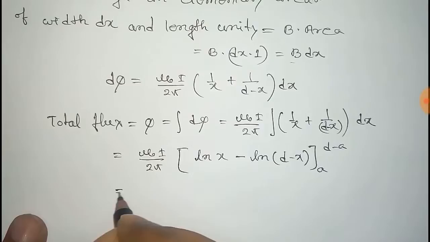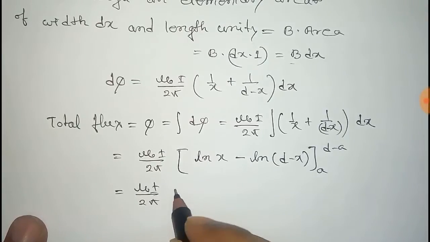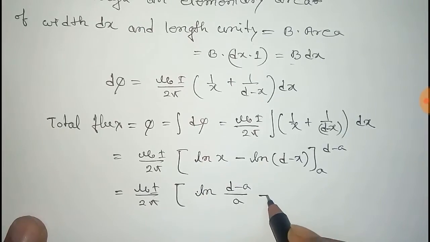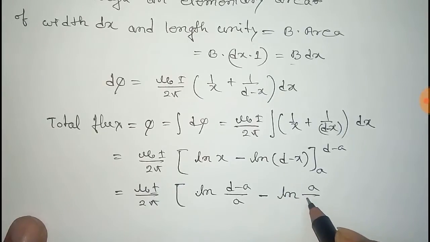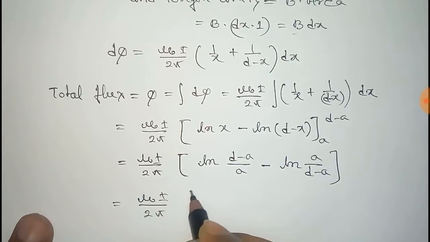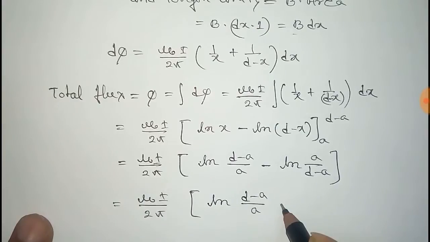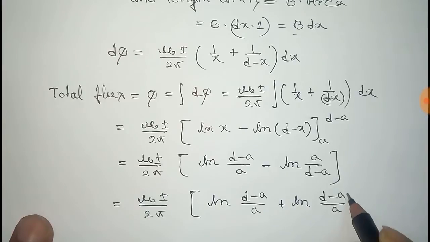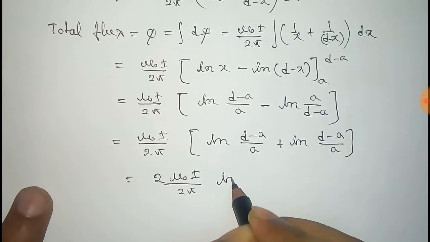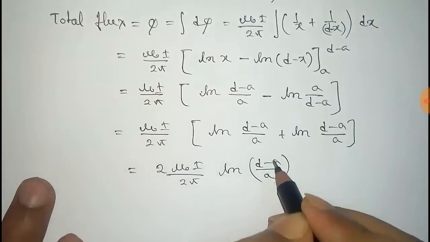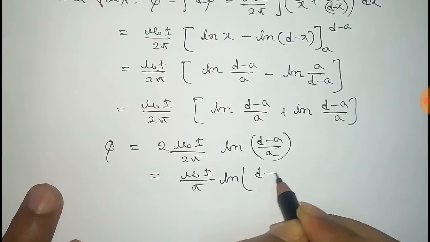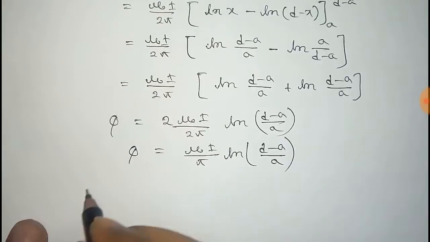Now we can easily put the integral limit, that's equal to mu naught I by 2 pi. After putting the limit, it will be log of (d minus a) by a minus log of a by (d minus a). Then it's equal to mu naught I by 2 pi log of (d minus a), and this minus becomes plus log of (d minus a) by a. There will be a 2 because we add these two logarithms, and thus that's equal to mu naught I by pi log of (d minus a) by a. That's the total flux.